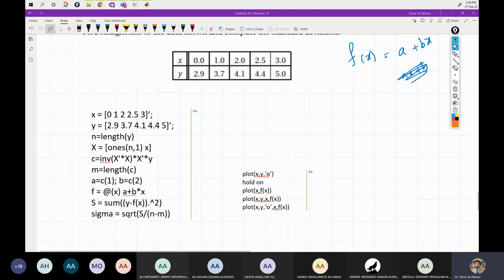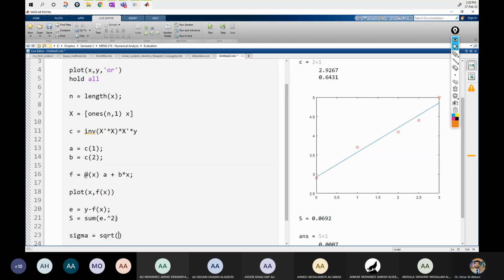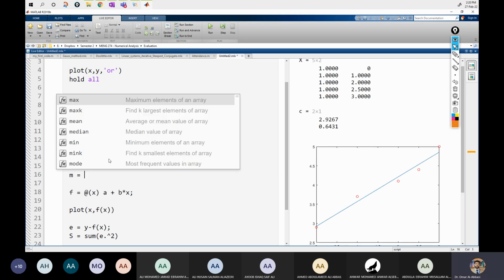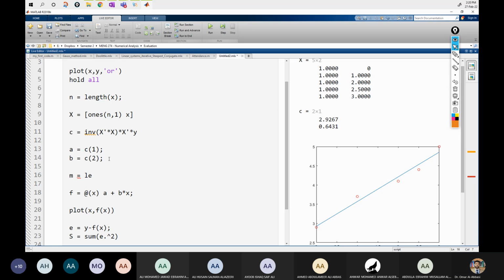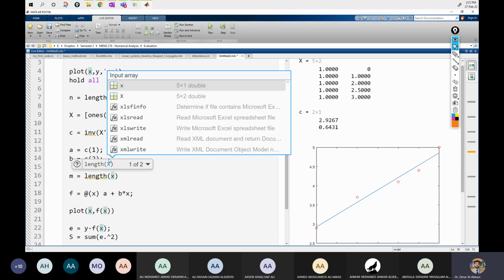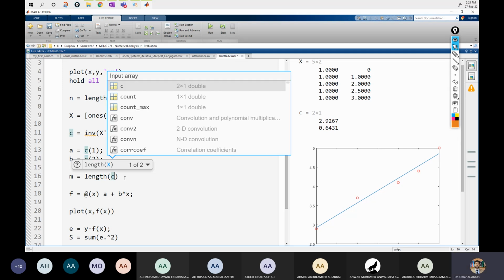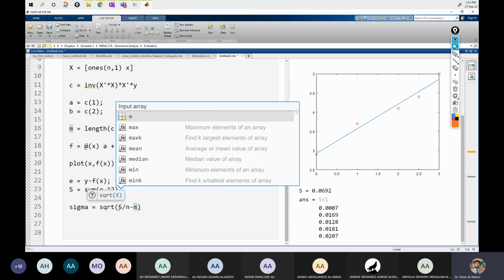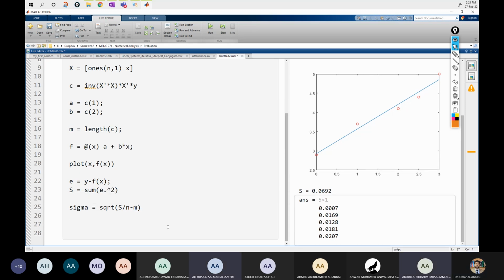So let's go over there to MATLAB again. I will say that M equals length of C, and that is 2 again. So it is square root of S divided by, right, guys? Some of you will make that mistake, N minus M. Is that correct or wrong? It should be the absolute value.